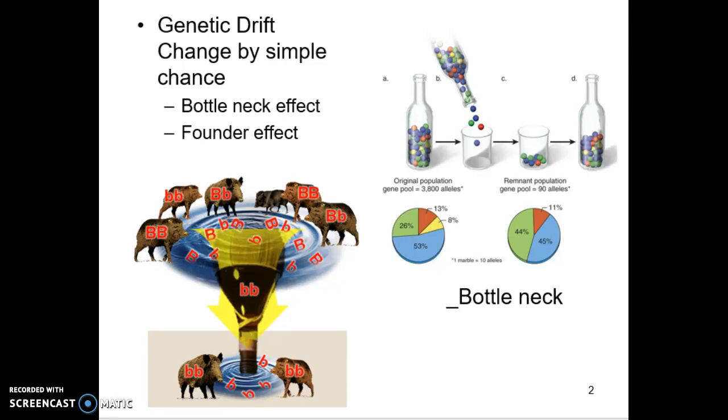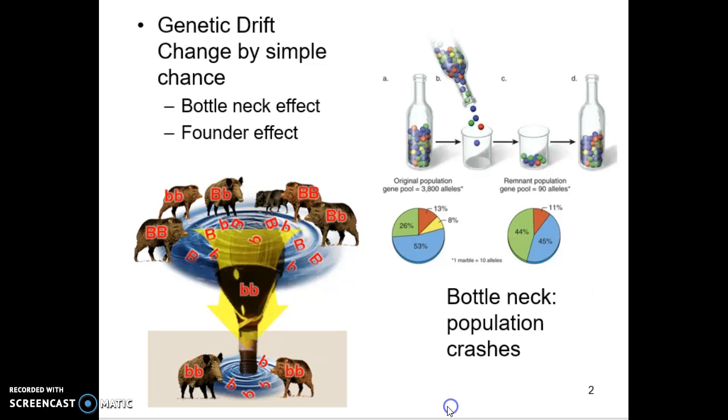Bottleneck is when your population crashes. Something happens. It could be environmental, it could be disease, it could be overhunting. So we overhunt species and push them close to extinction. We're causing them to bottleneck. And the population crashes, and when it crashes, alleles are lost.